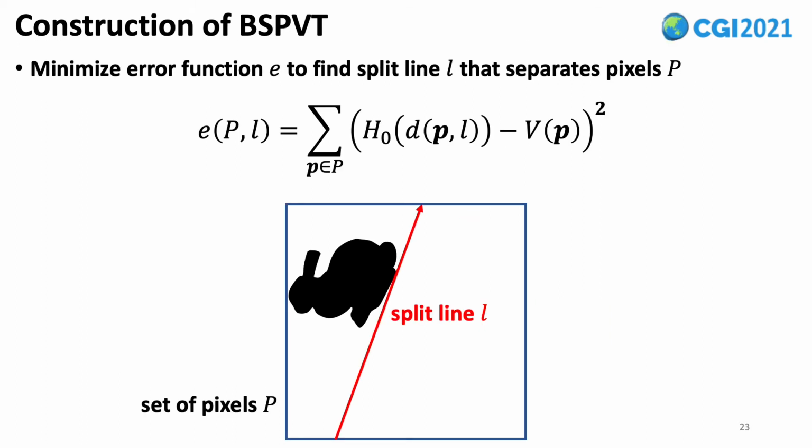We now explain how to construct BSPVTs. To construct BSPVTs, our method finds split lines by minimizing the error function E as shown in this slide.